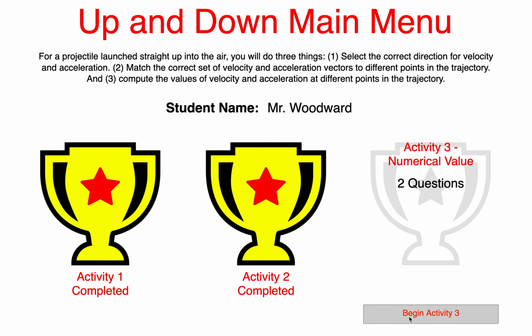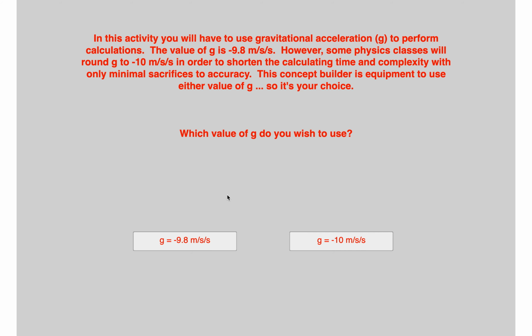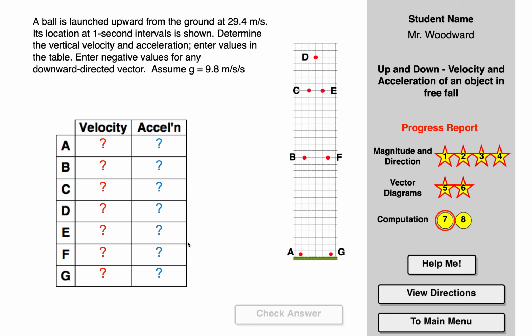Okay, activity 3 is now numerical. I'm going to go with negative 9.8. So let's start at the easy one, right? Location D, the velocity is going to be 0. E is 1 second later, where the ball will speed up in the negative direction by 9.8 meters per second. So it's going to reach negative 9.8 at E, F is 1 second later, so it's going to go negative 9.8 more. G is 1 second after that, so it's going to go negative 9.8 more than the negative 19.6. So it will reach negative 29.4.